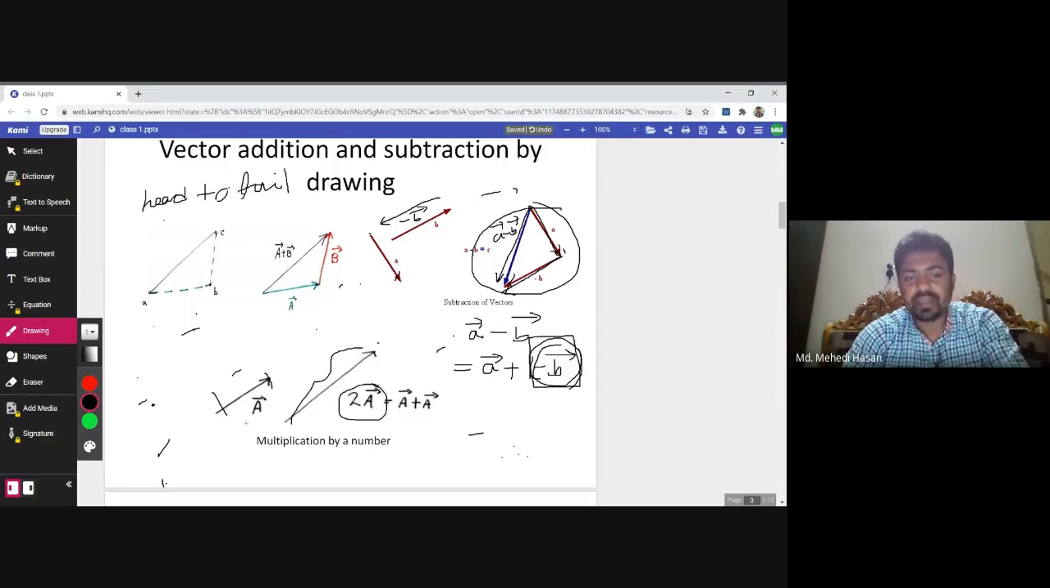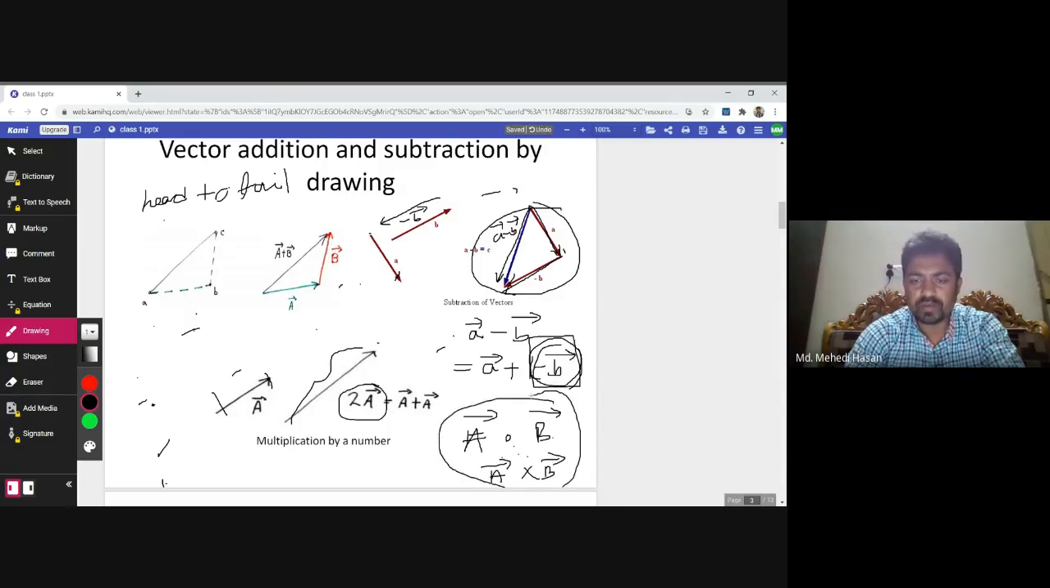So in multiplication, just the length of the vector will increase, say 2 times, 3 times, or 5 times, depending on the scalar quantity. But how can we multiply a vector with a vector? Say A vector multiplied with B vector. In this case, two types of multiplication are possible: one is the dot product, A dot B, and another is A cross B. I will explain this later, basically in the second lecture.